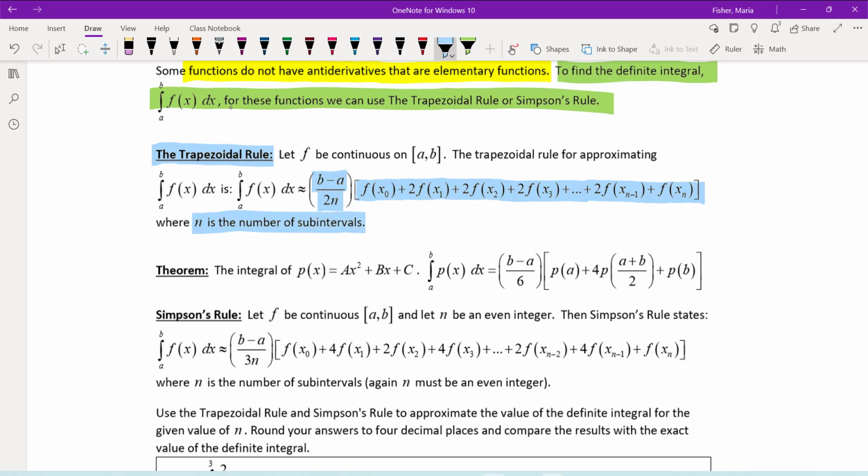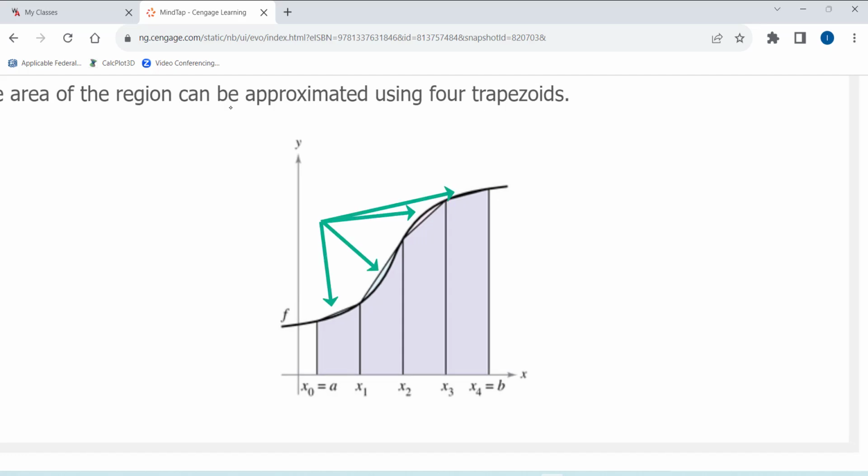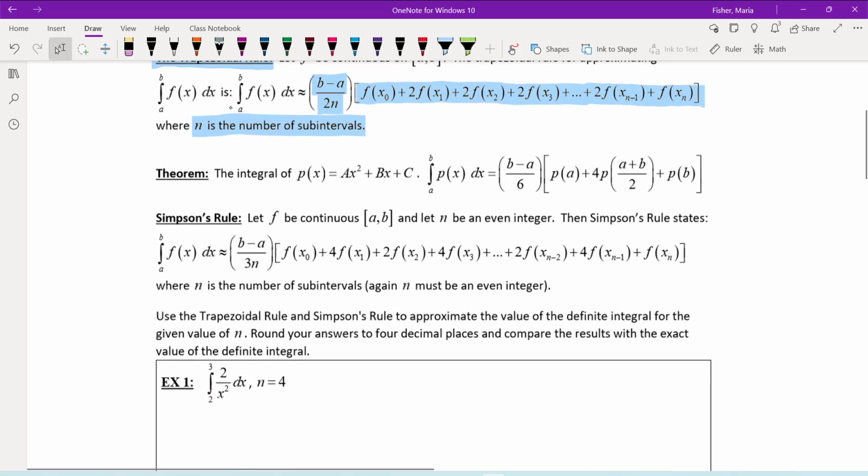So if we were to look at it as a picture, what's happening is that we're using trapezoids to approximate the area under the curve to the x-axis for a function f. Because we're using trapezoids, the sides in the middle get used twice, which is why you're multiplying them by 2. Before we look at Simpson's rule, we have to look at the following theorem.